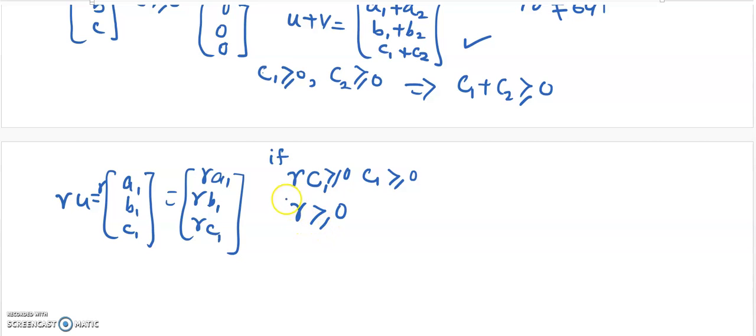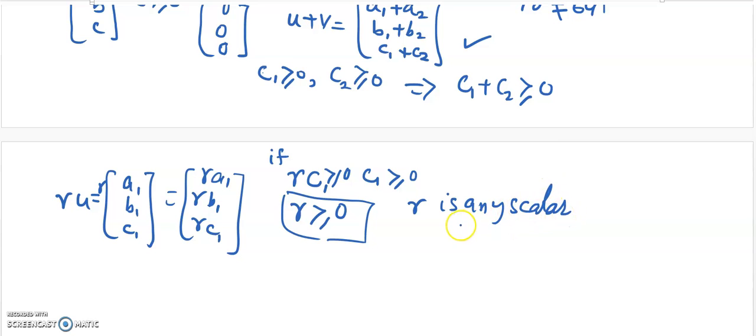But here is the problem, because we say that r is any scalar, that means any real number. So it means that r can be a negative number. r can be less than 0.